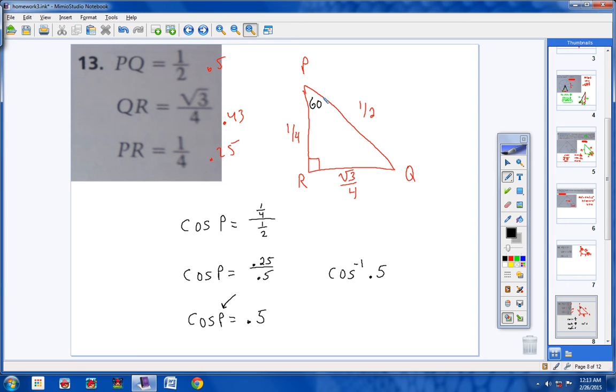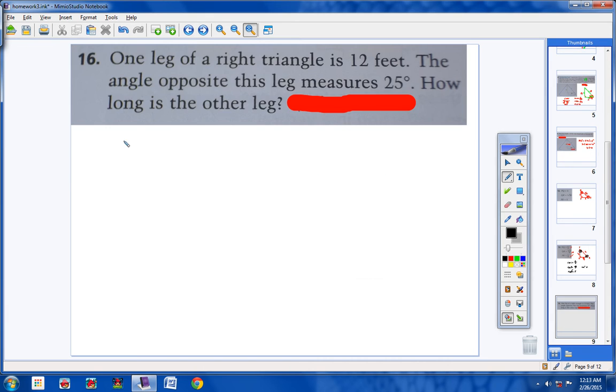So if this is 60, then Q is 30. And just like that, we're finished, okay? So really, those are not too difficult, all right? Okay, moving on to number 16. One leg of a right triangle is 12 feet. The angle opposite this leg is 25 degrees. How long is the other leg?